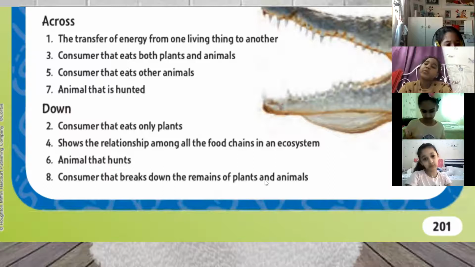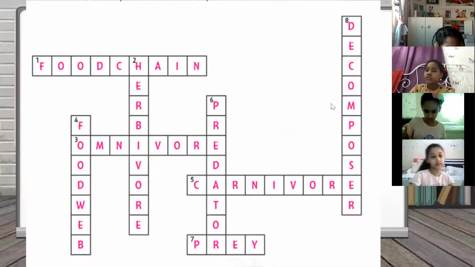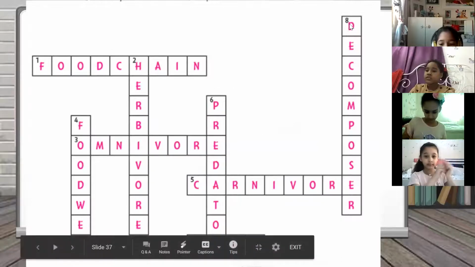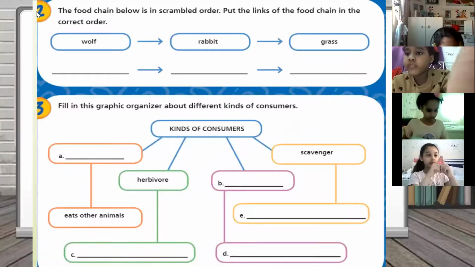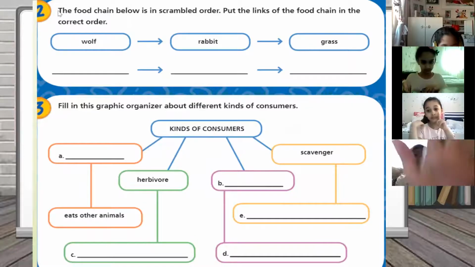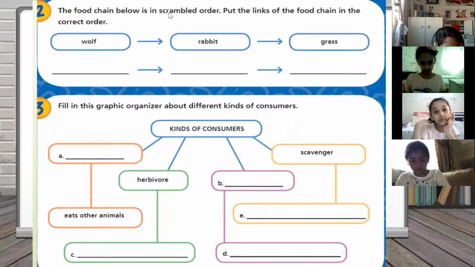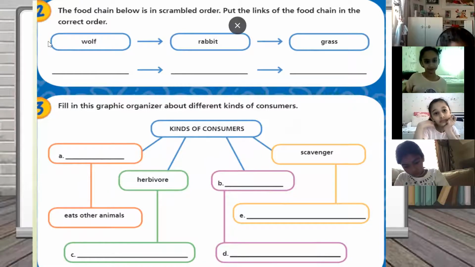No, consumer. From before, not this lesson. It's a decomposer. Excellent. It's a decomposer. Very good, girls. Now, the food chain below is in scrambled order. Put the food links in the correct order.